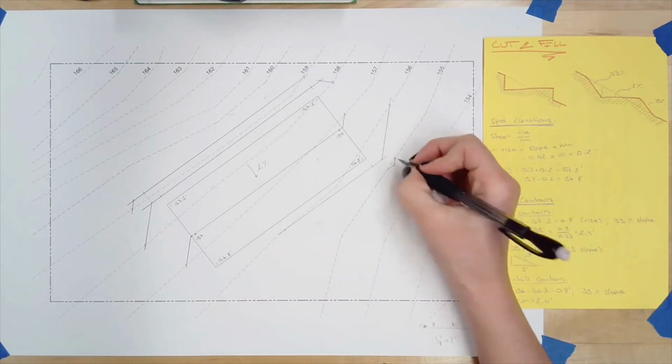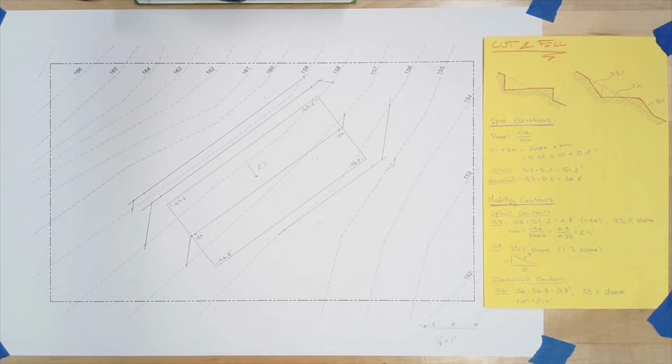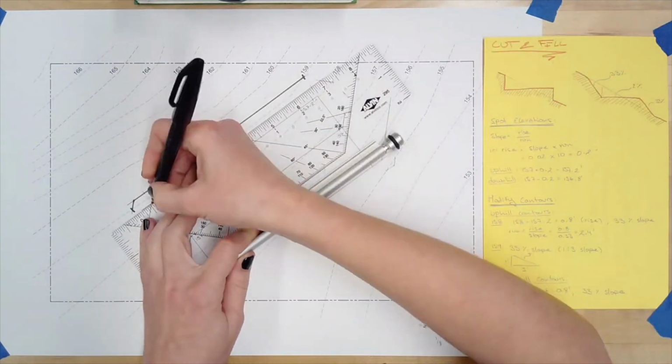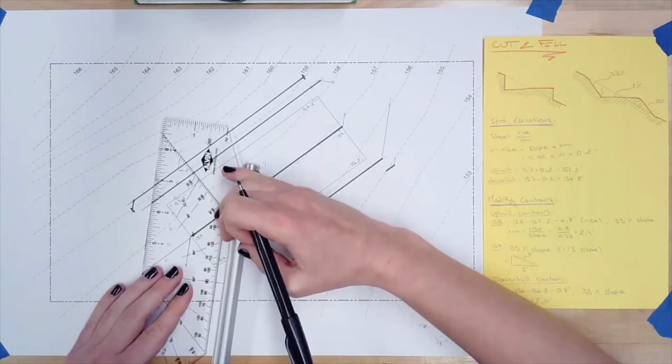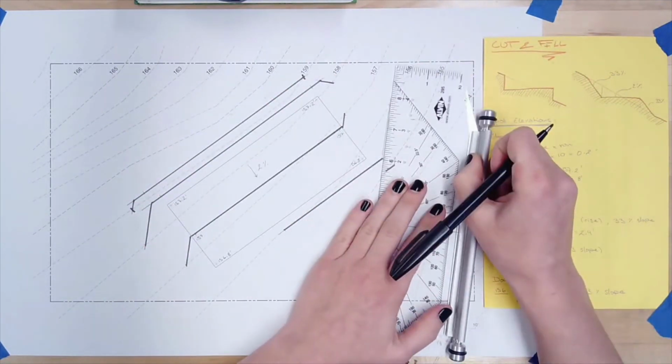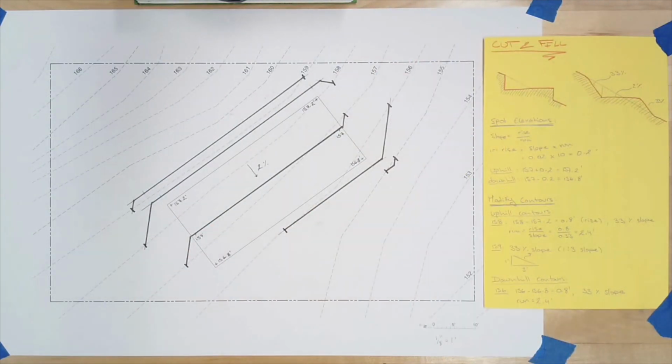Right, and now I've modified all my contour lines as they need to be, so I'm just going to go ahead and go over them with a darker pen so that the modifications are clear. So now you've created a cut and fill terrace with a drainage slope of 2% on the terrace and a slope of 33% above and below the terrace edges.